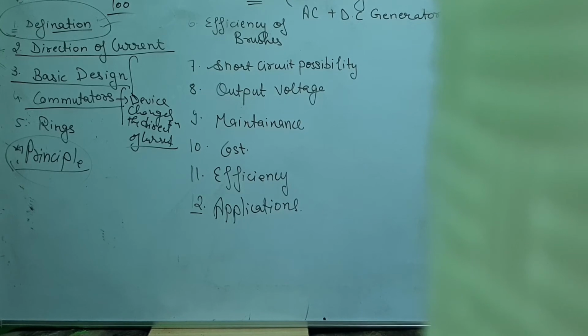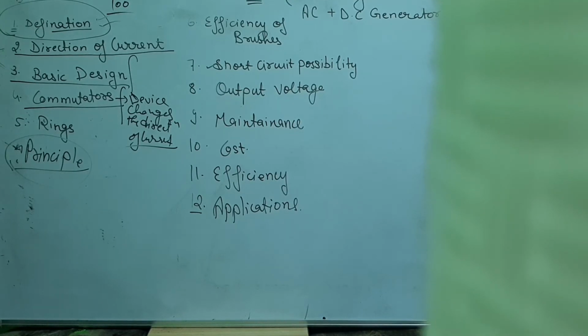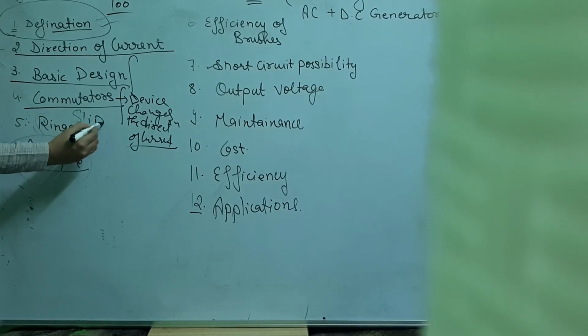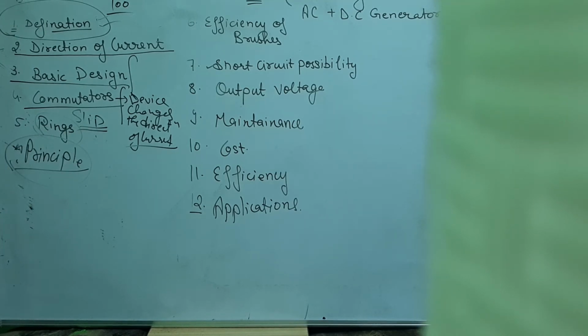Next is the rings. We know that in AC we have the slip rings, and in DC we have the split rings. In AC, these slip rings basically change the direction by themselves, so we don't need a commutator in this case. Whereas in DC we don't have the slip ring, we have the split ring, which is not able to change the direction of the current, so we need the commutator in that case. So the principle we are done with.